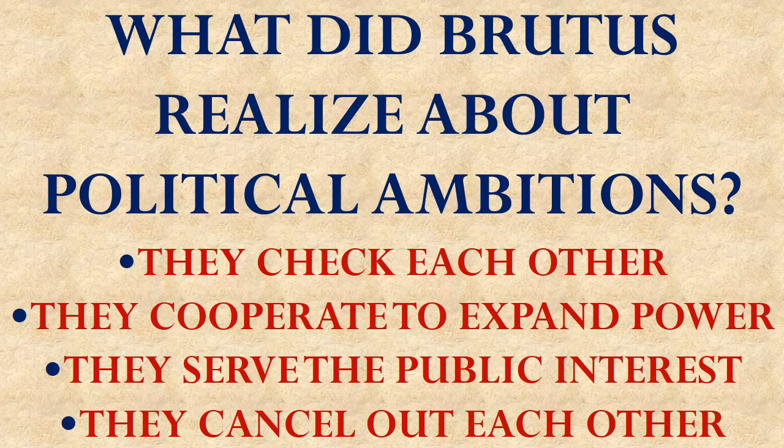What did Brutus realize about political ambitions? Did he realize that they would check each other? That they would cooperate to expand their power? That they served the public interest? Or that they cancel each other out? Unlike Madison, Brutus thought that ambitious people in government would cooperate to expand their power, knowing that it's better for them to not fight with each other and take power from other people, particularly the states.